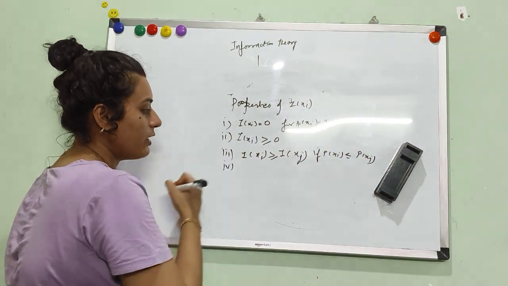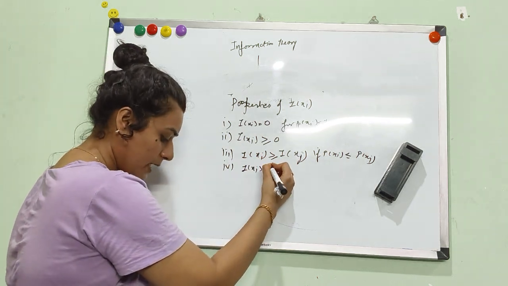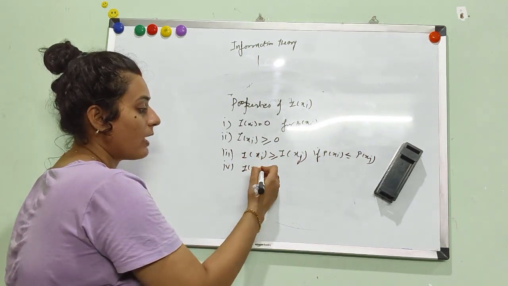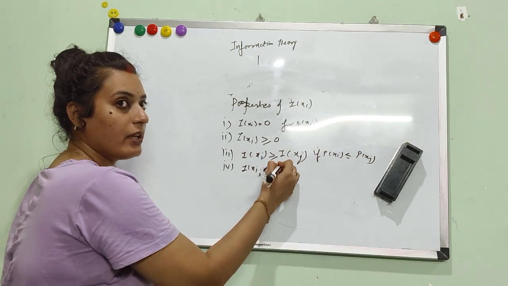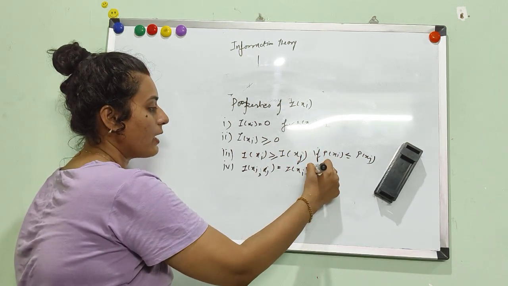Now the last property: the information content should add. So I can rewrite it as I(xi xj) equals I(xi) plus I(xj).